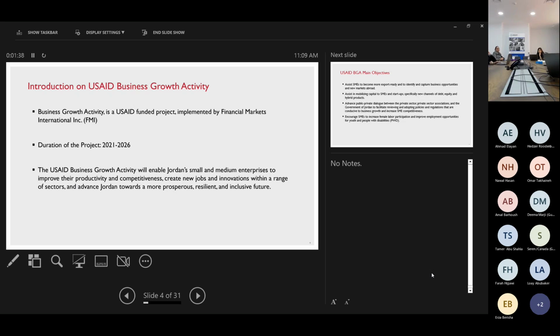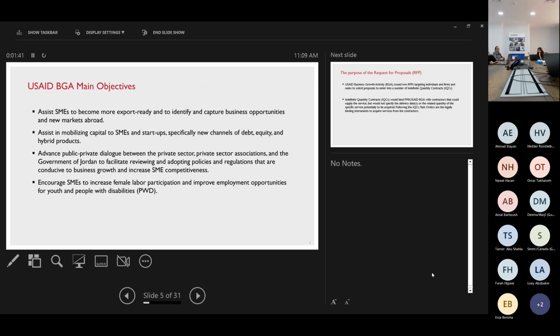resilient, and inclusive future. The main objective of the project is to assist SMEs to become more export ready and to identify and capture business opportunities and new markets abroad, assist in mobilizing capital to SMEs and startups, especially new channels of debt, equity, and hybrid products, advance public-private dialogue between the private sector associations and the government of Jordan to facilitate reviewing and adopting policies and regulations that are conducive to business growth and increase SMEs' competitiveness, and encourage SMEs to increase female labor participation and improve employment opportunities for youth and people with disabilities.